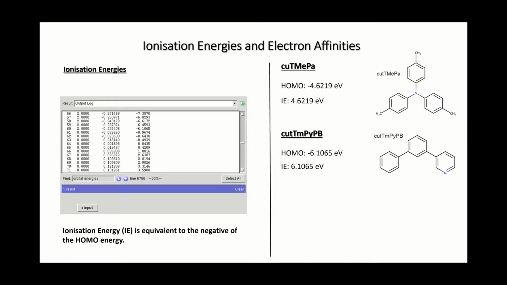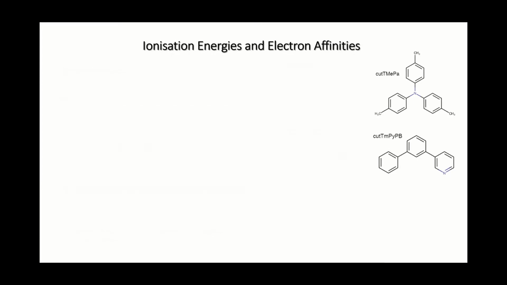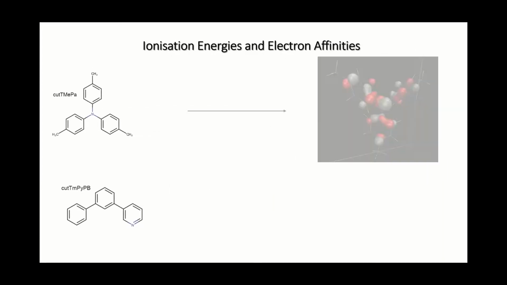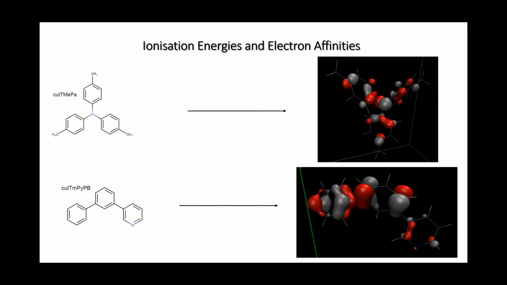In terms of our PB compound, the ionization energy can then be calculated to be 6.1065 electron volts. And as some context, here I have shown the HOMO orbitals of the two molecules studied in this exercise, both of which were modelled on VMD.